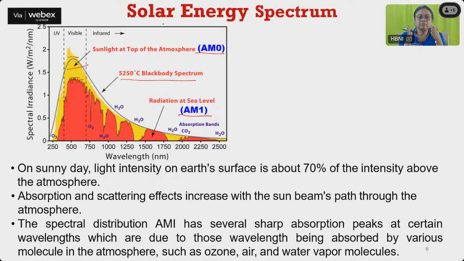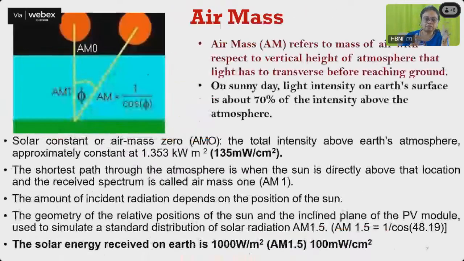So when the sun rays are traveling through our atmosphere, there are many sharp absorption peaks. You can see here, these are H2O absorptions, and CO2 absorptions are there. So many wavelengths are absorbed by various molecules in the atmosphere, such as ozone, air, and water vapor. So these wavelengths do not reach Earth, or their intensity decreases when they are reaching Earth.